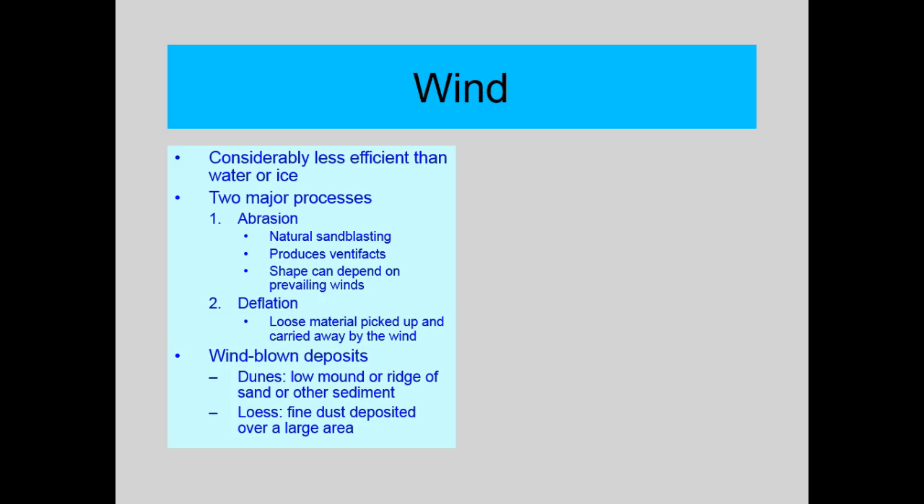Now, wind also is considerably less efficient than water or ice. Can anyone think of reasons why? Why would wind be less efficient at eroding than either water or ice? It doesn't really have any substance to it. Like okay, getting pretty close. There is substance there, but two things. Remember the two phases of erosion: detachment, transport. Something has to detach the soil particles, and then something has to move them.